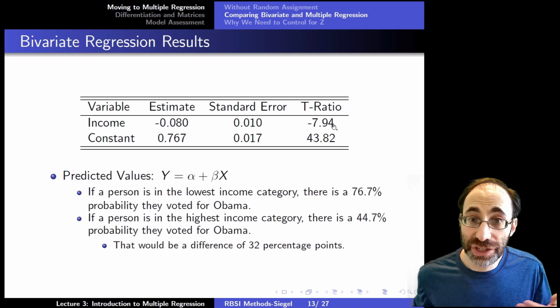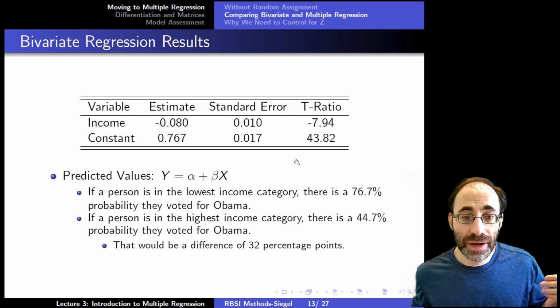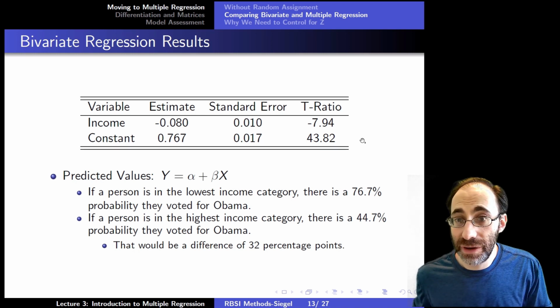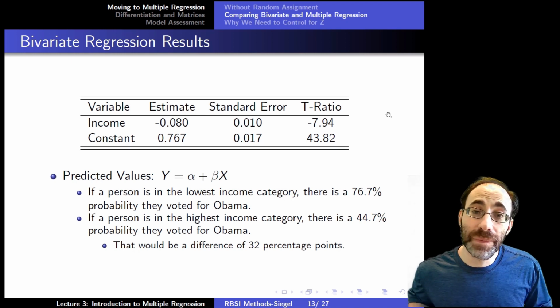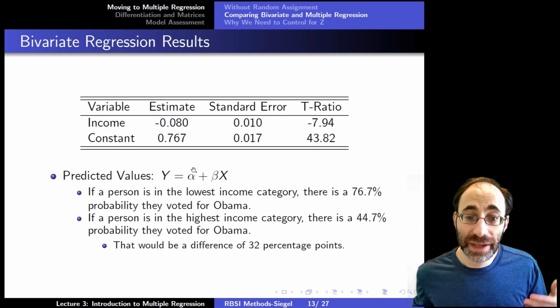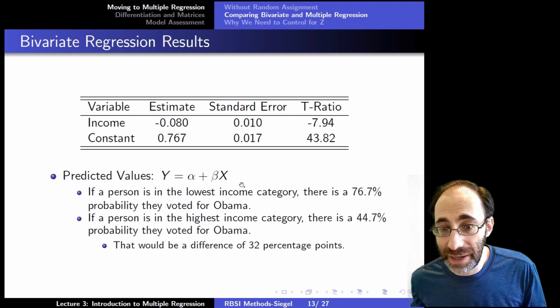And it's a t-test. It's your statistic for your t-test. And again, sometimes you might have a fourth category for the p-value, I guess fifth category in this case. For the p-value, we don't have it here, but that's okay. So our predicted values, again, y equals alpha plus beta x.